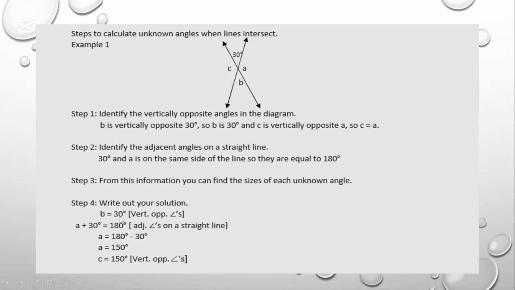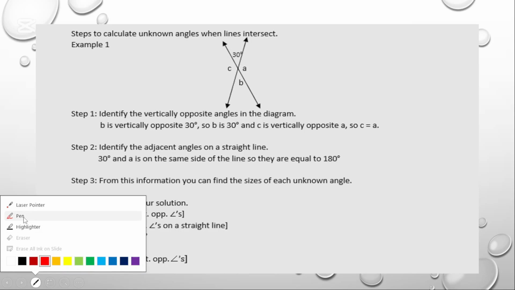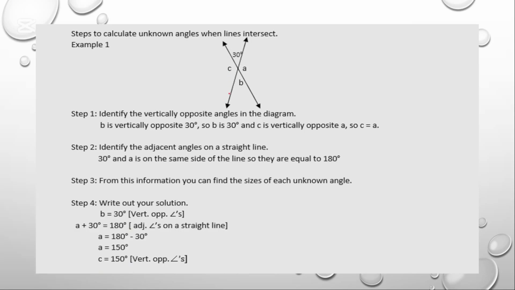B is equal to 30. Reason? Vertically opposite angles. And I told you before, it's better to write it in. So B is equal to 30 degrees, right? 30 degrees there. You go to your next step.